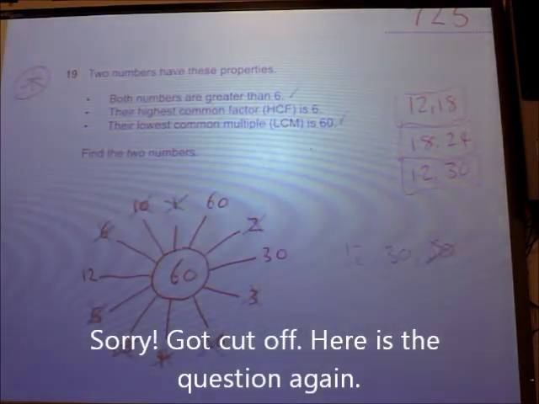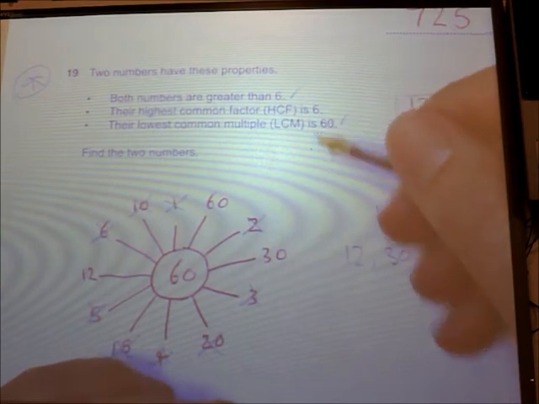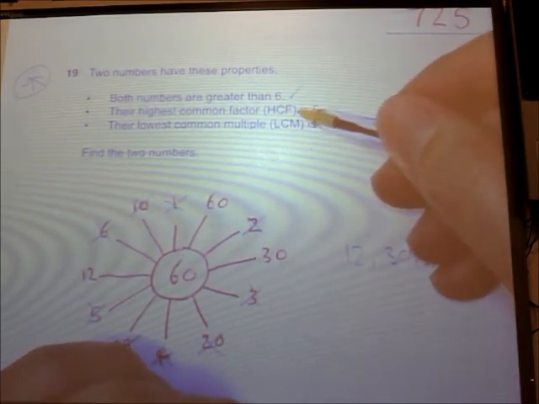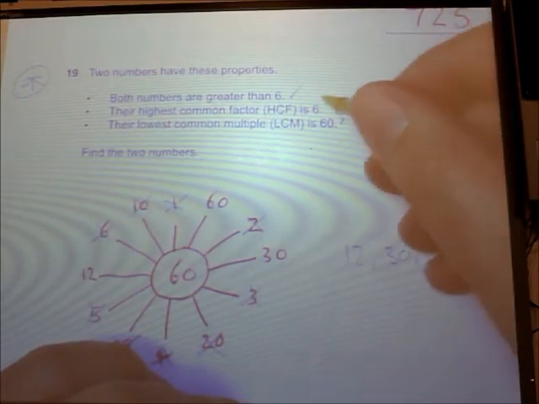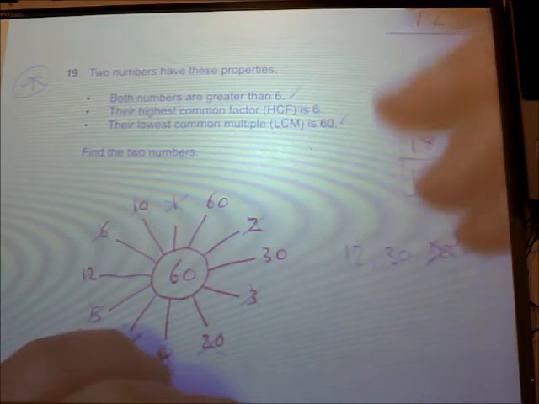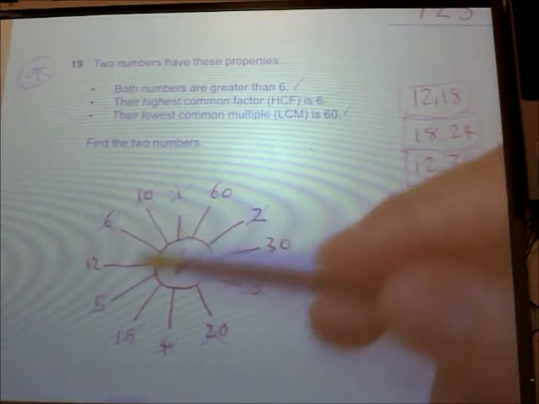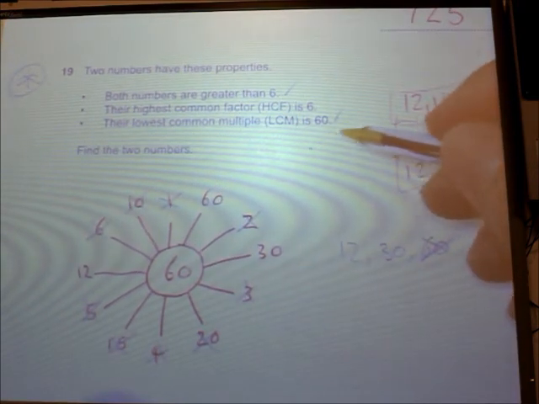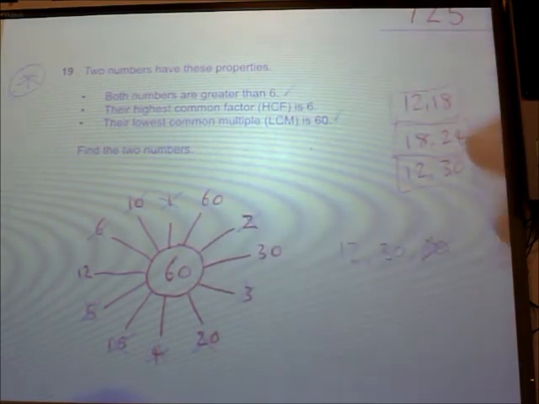Question 19. Two numbers have these properties, and it gives a list of properties here. This is testing your knowledge of whether you know what a highest common factor is and whether you know what a lowest common multiple is. Just a quick reminder, a factor is a number that goes into another number. So for example, the factors of 60 I've done here, the numbers that go into 60. And lowest common multiple, for a number to be a multiple of something, that means it must be in its times table.